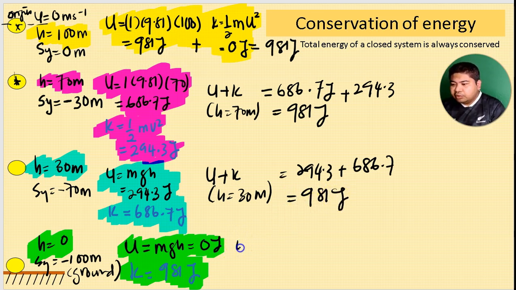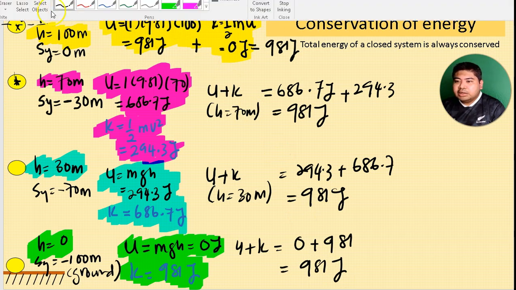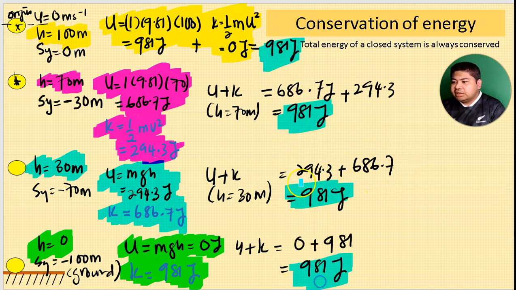The same applies when you add U plus K at the ground. You have potential energy 0 and kinetic energy 981 joules, so you will end up with 981 joules. If you look at the value, it does not change. The value stays the same. The sum of the energy is the same. This demonstrates conservation of energy.